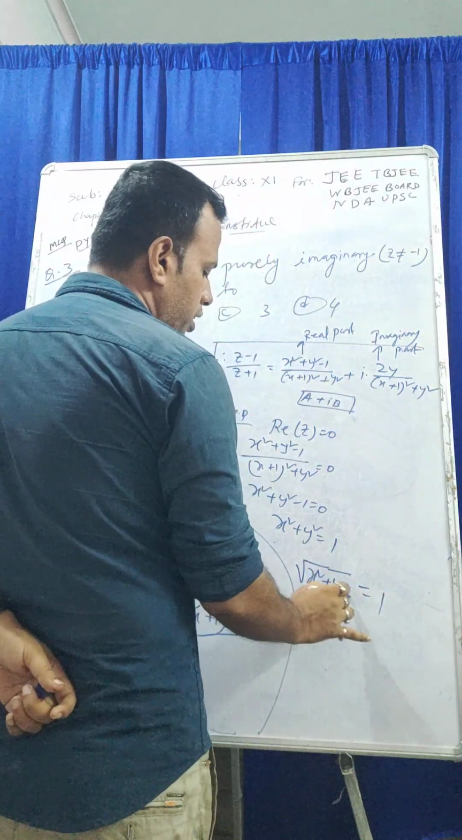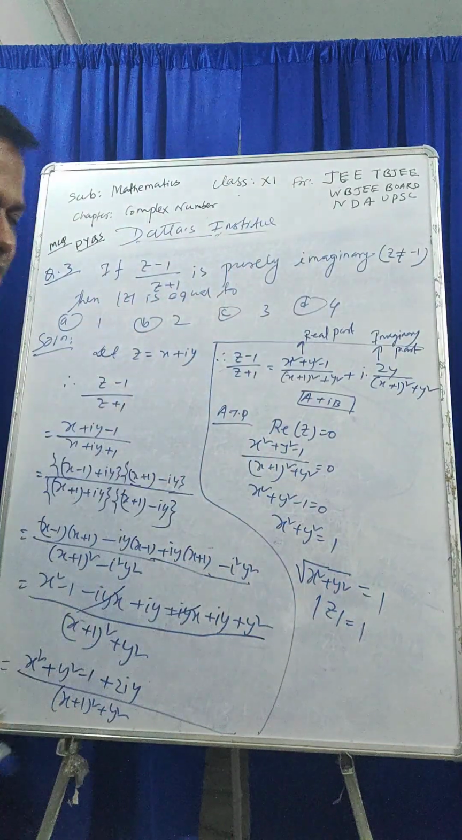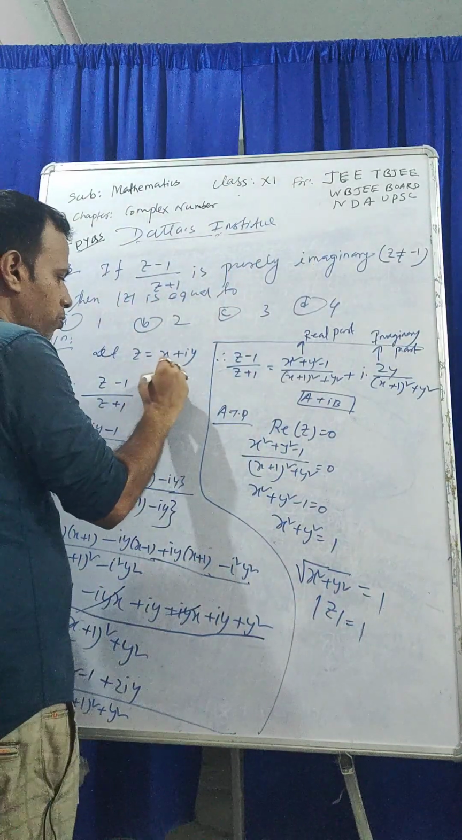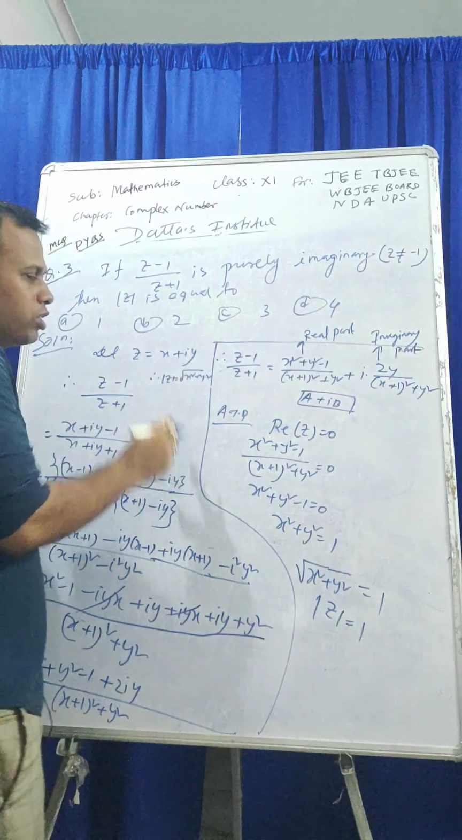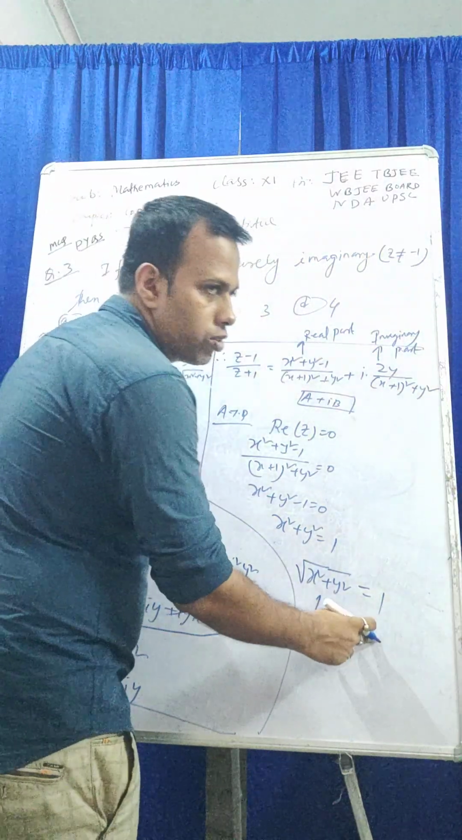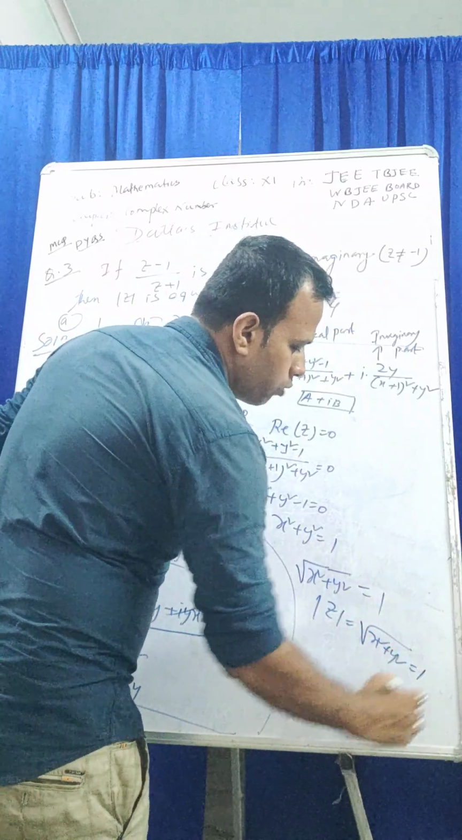So the square root of this is nothing but mod z. Since z is equal to x plus iy, mod z is root over x square plus y square. And the value of x square plus y square is 1, so mod z will be 1.